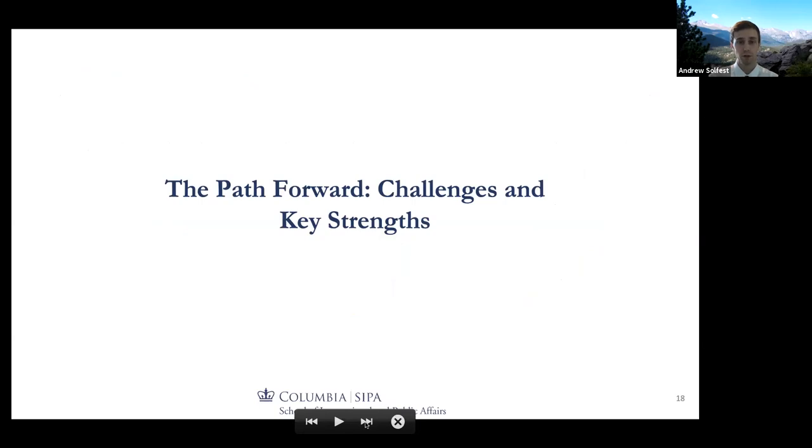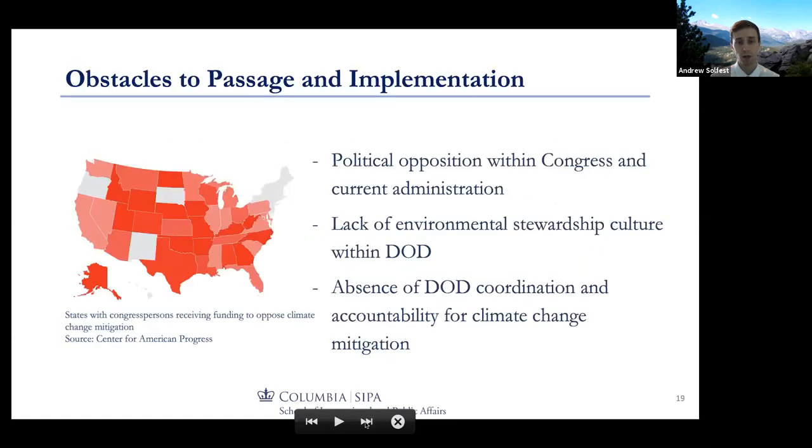Moving forward, there are both severe challenges politically and key strengths of this bill. Primarily, as we can see with the current administration and within Congress, there's a great deal of political opposition. The graphic shown illustrates by percentage the states that have representatives which receive funding from sources that either outright deny climate change or discourage its mitigation. In addition, the Department of Defense acknowledges that there is a lack of environmental stewardship and coordination in climate change mitigation. They're dealing with the symptoms currently, but not actually the problem.